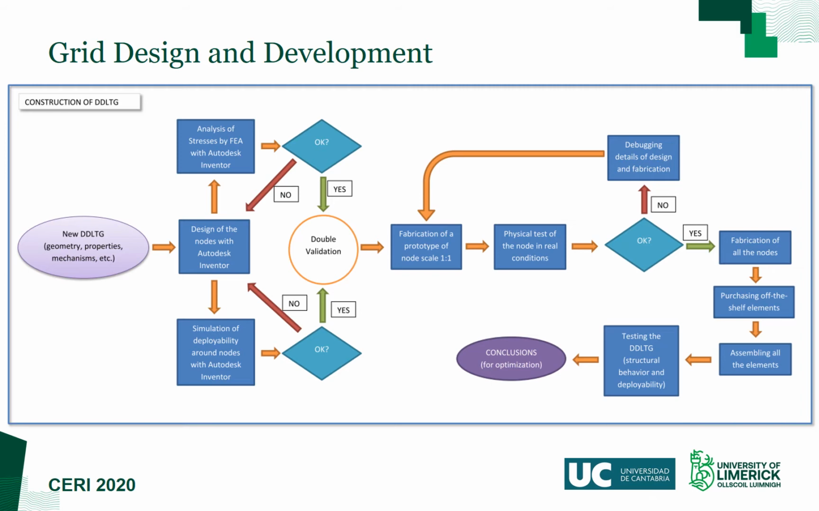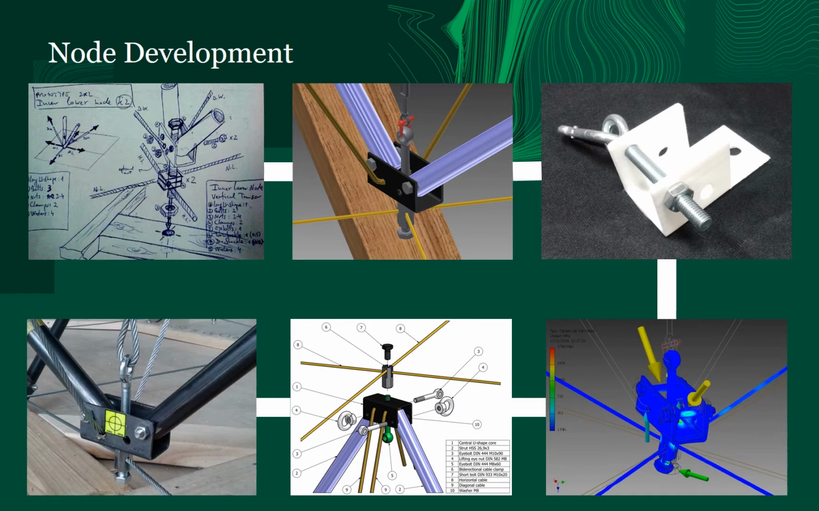A key part of the work was the development of the connection nodes, with significant work going into their design and prototyping using a range of models prior to undertaking the full-scale testing of the structure. The design process of the nodes is further illustrated here, with samples of the hand sketches, 3D computer models, and full-scale prototypes shown. The design criteria for these nodes were numerous.